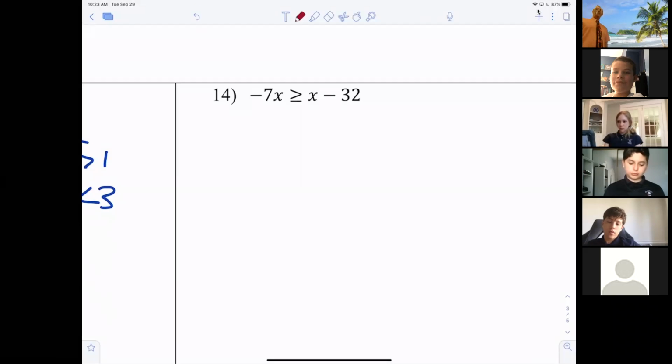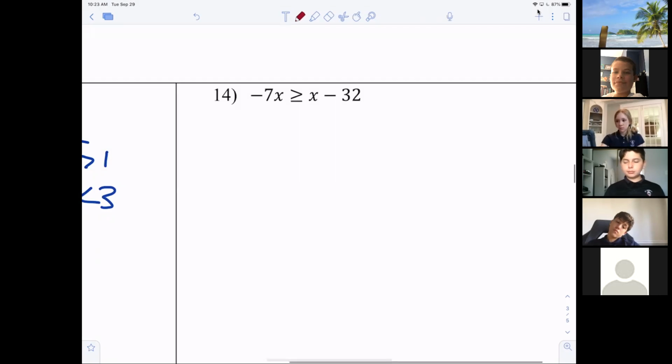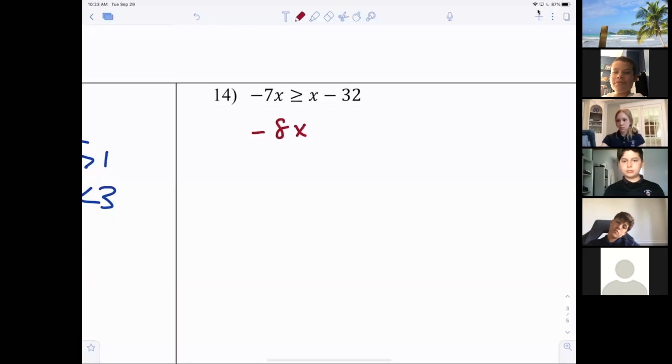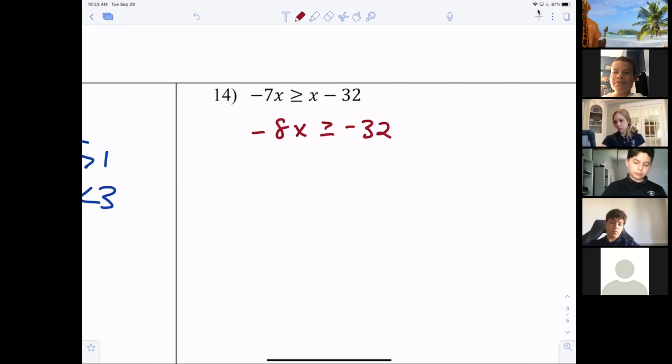Now on 14, the easiest thing to do is to move the x to the left. So I'd be subtracting x, which would make it negative 8x is greater than or equal to negative 32. And now, of course, we're dividing by a negative. And when we divide by a negative, we switch the signs. So here we have x is less than or equal to 4.